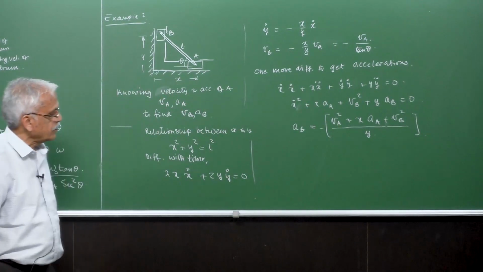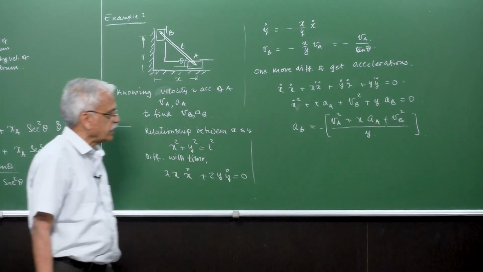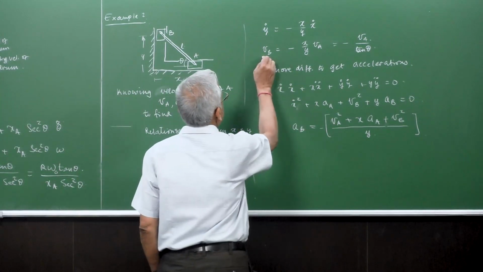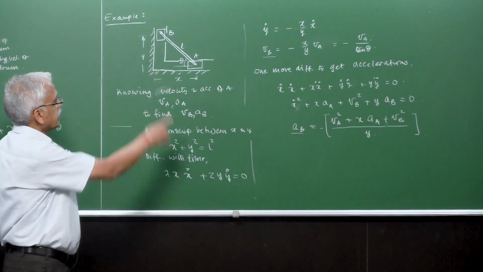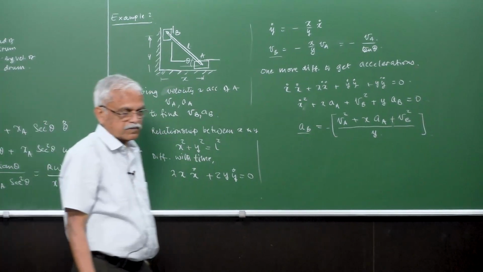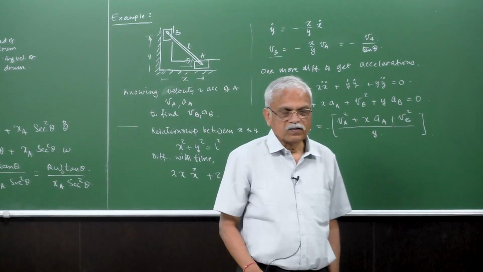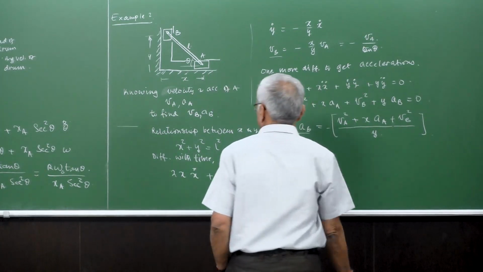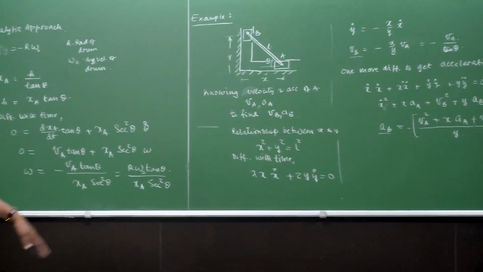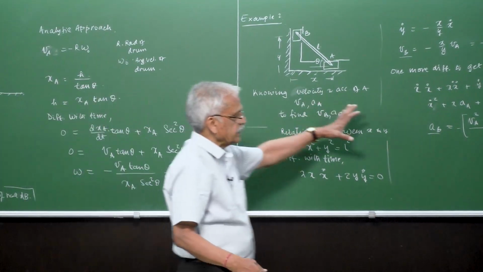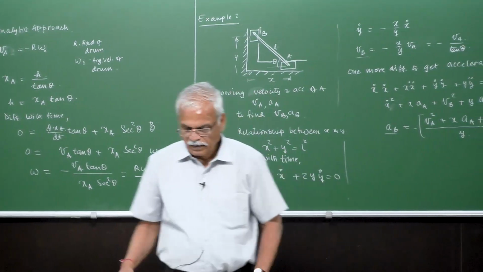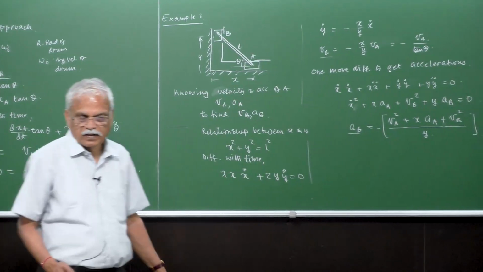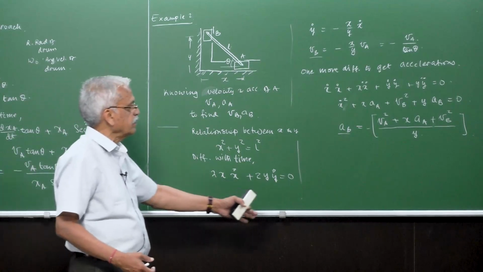Okay, so at any instant, if you want to find out the velocity of B and acceleration of B in terms of given values of velocity of A and acceleration of A, this is how we can do it, right? So these kind of problems are very much amenable, and we can apply this. Okay. So what is the advantage of this one?